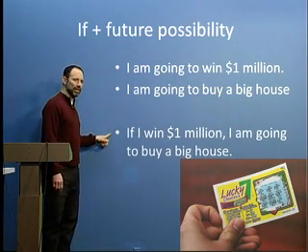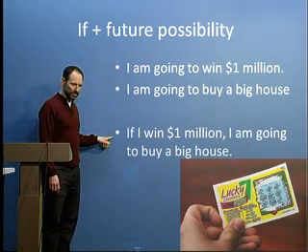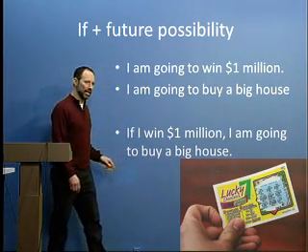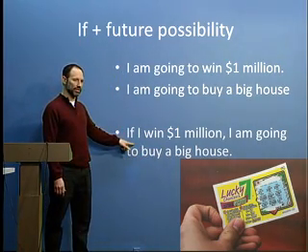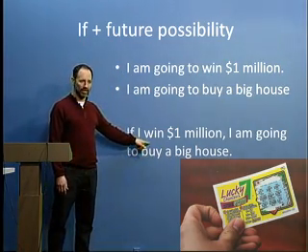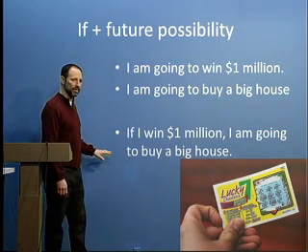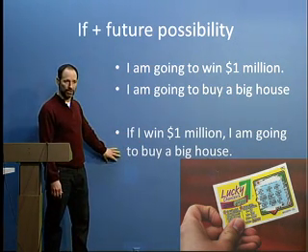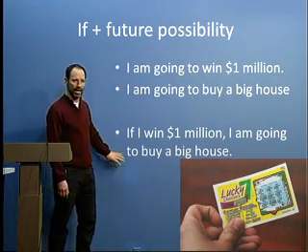So if I win $1 million, I'm going to buy a big house. Notice the if clause is if I win. That's present simple. And then the main clause will remain in the future. I'm going to buy a big house.